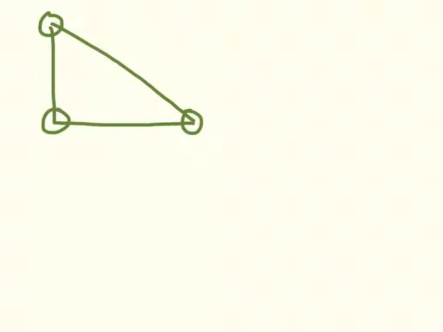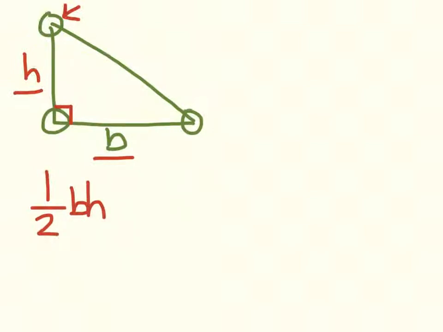If we set this line here as our base, the height would be the perpendicular distance from the vertex opposite the base. This is our vertex opposite the base, so this must be our height because look, this is already perpendicular. Okay? So in this particular triangle, this is our base, this is our height. Our area would be found by taking 1/2 of the base times the height.